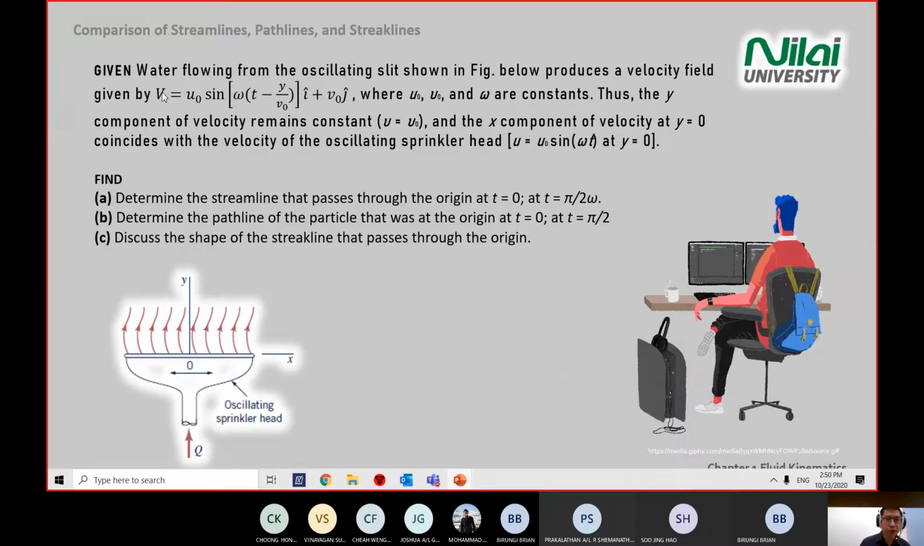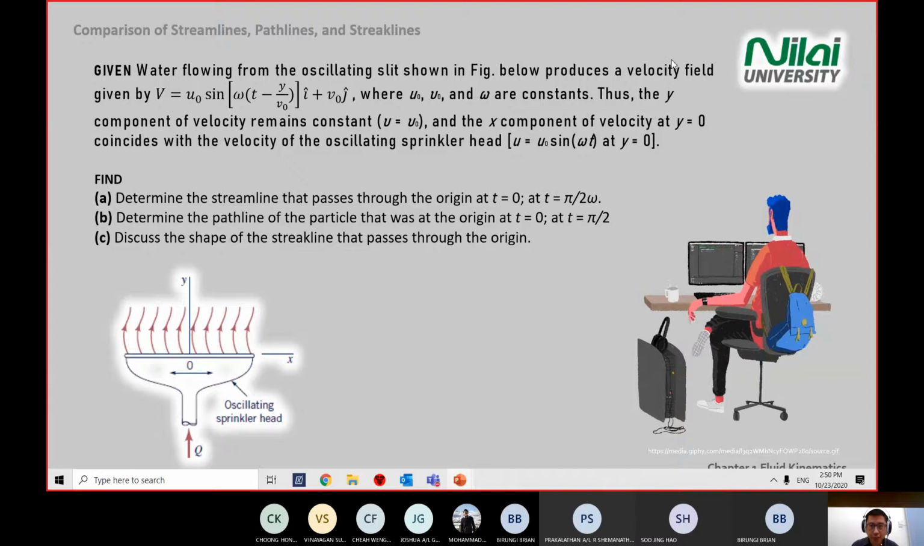So if you look at tutorial question 16, the statement given is: water flowing from an oscillating slit as in this diagram. There's a diagram in your tutorial sheet there, which produces a velocity field. Velocity fields can be 3-dimensional, 2-dimensional, or 1-dimensional. By looking at the equation here, you see i and j but no k component, so you only have a 2-dimensional question. Where u0, v0, and w are constant, it means you can factor out all these terms later on.